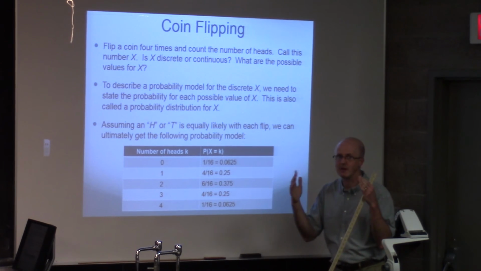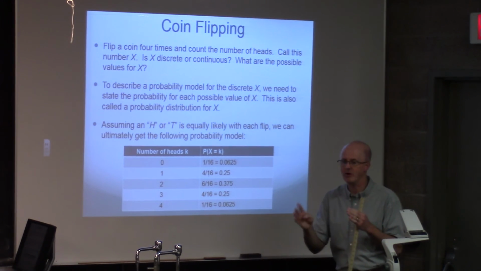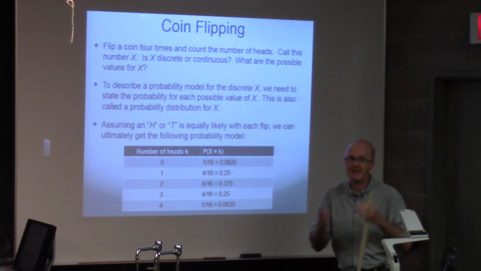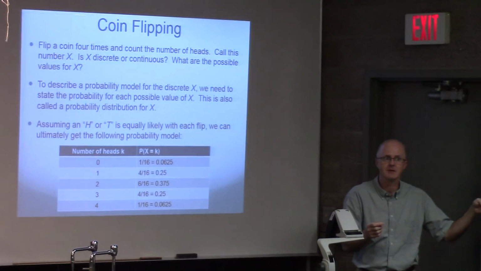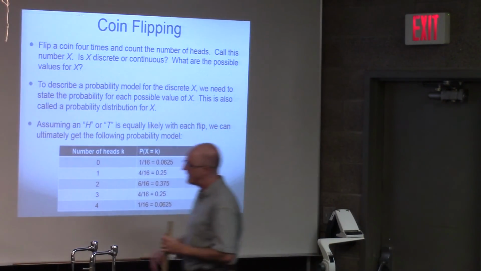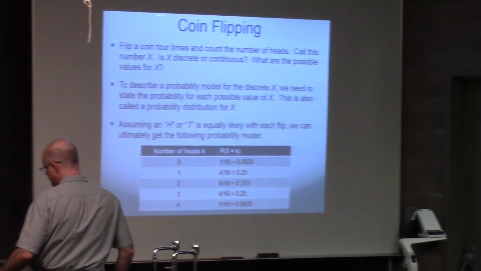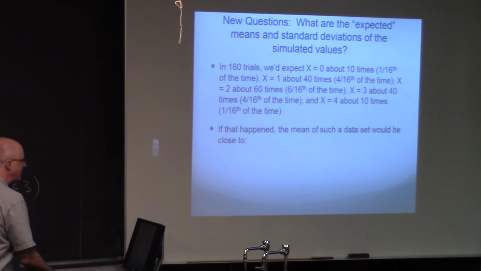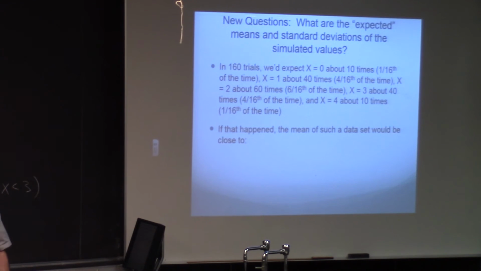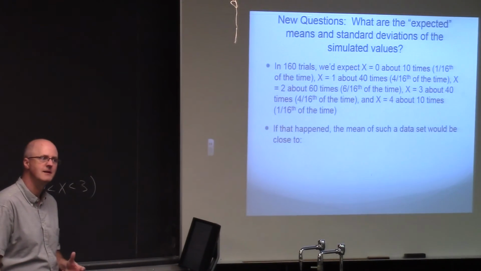Again, realize what I'm imagining doing. Flipping a coin 4 times, counting the number of heads, and then doing that over and over again 160 times. Each time counting the number of heads and writing that number down. Because that's what you would expect approximately, you could also approximate the mean of such a data set, just theoretically.